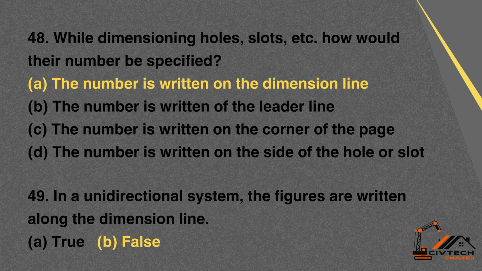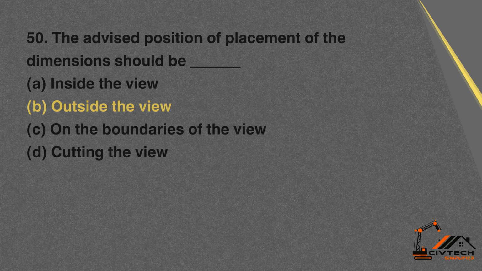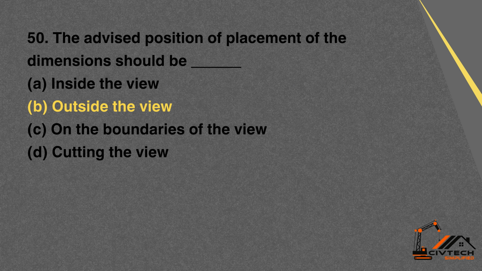49. In a unidirectional system, the figures are written along the dimension line. A. True. B. False. Correct option, B. False.